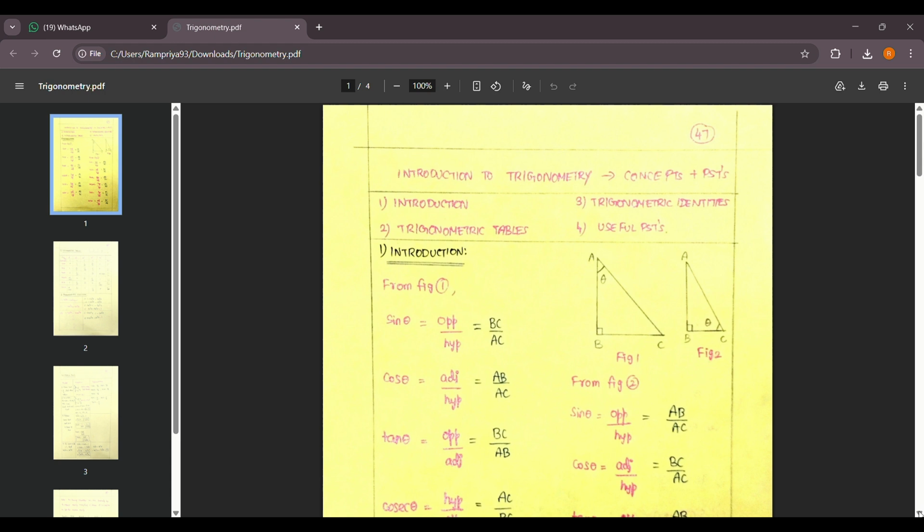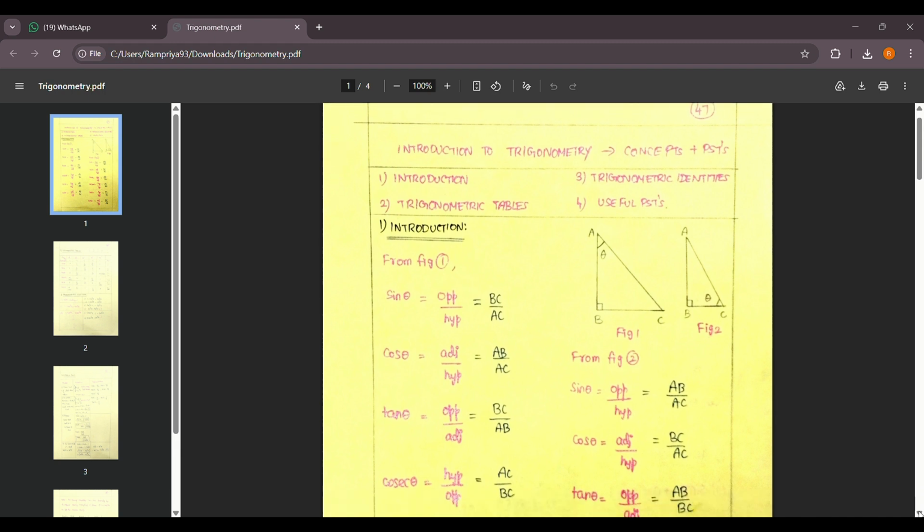and then followed by the 3 reciprocal ones, that is cosecant, which is the reciprocal of sine, secant, the reciprocal of cos, and cot, the reciprocal of tan. So you can see from this figure, I have taken 2 diagrams. One is with angle A as theta, and another is the same diagram, but I have kept angle C as theta instead of A. So I have given 2 different scenarios.